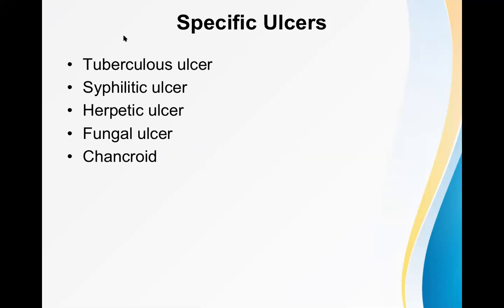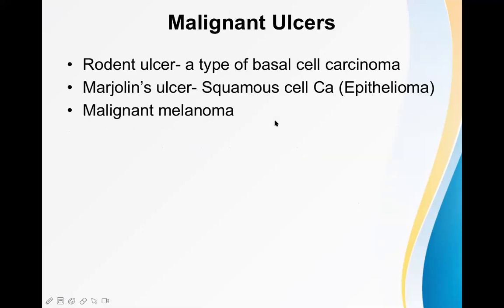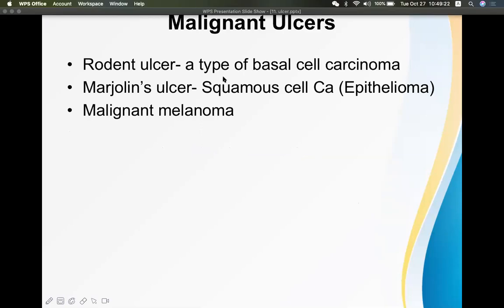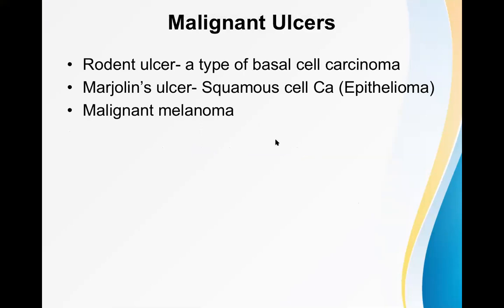Let's move on. Now there are some malignant ulcers. Every student knows the name: rodent ulcer. I have collected one important picture of rodent ulcer from the internet; I'll show you a bit later. This rodent ulcer is a very severe, complicated or advanced type of basal cell carcinoma. Actually, it is an ulcer seen in basal cell carcinoma in the advanced state.